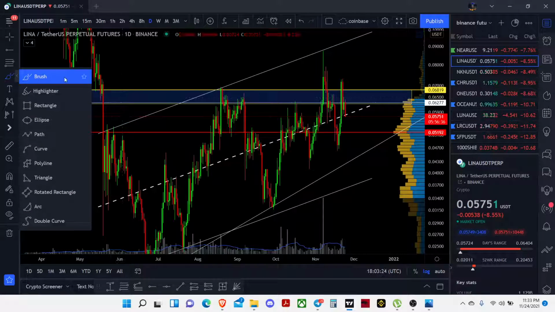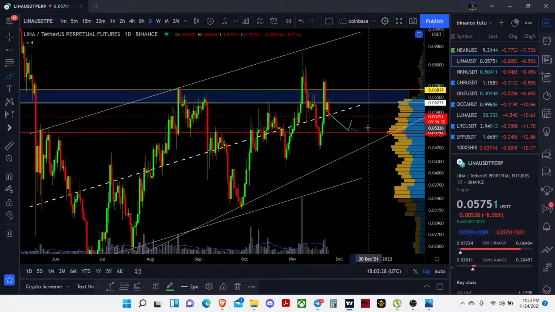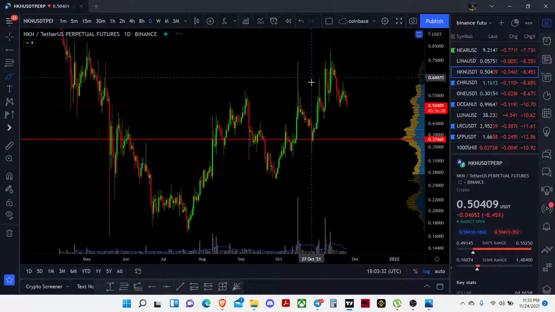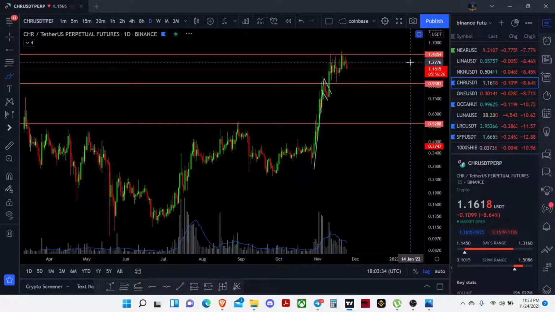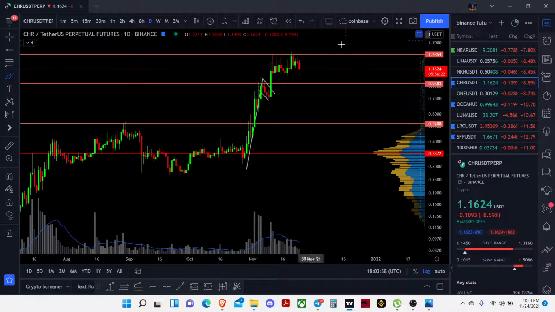I think that a possible move back down to the POC would be possible. Yeah, POC would be possible. Good move. For the NKN, CHR, yeah, definitely respected the levels. Look at this. Got back.